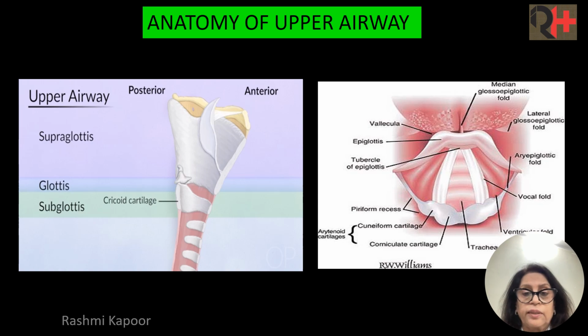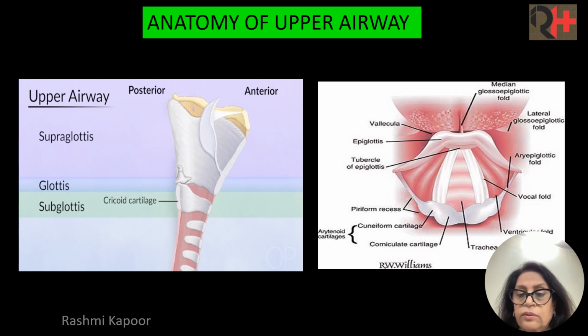So this is the normal anatomy of the upper airway, which one can see from outside. This is the funnel shaped larynx. We can see the white portion, funnel shaped, is the supraglottic area. Then there is the glottic area, and then there is the cricoid cartilage. So the cricoid cartilage is the narrowest portion of the infant's upper airway, the trachea.